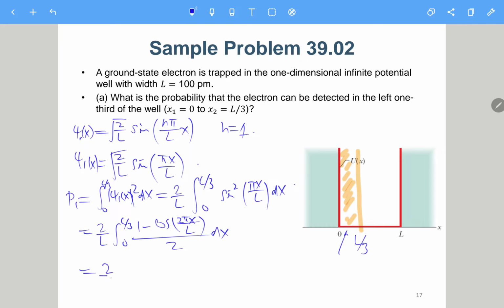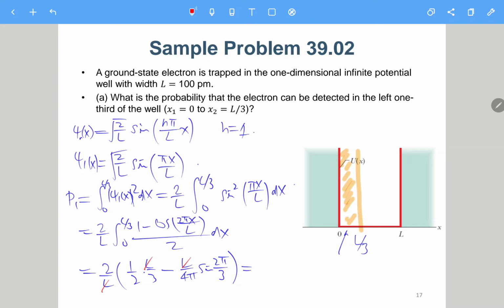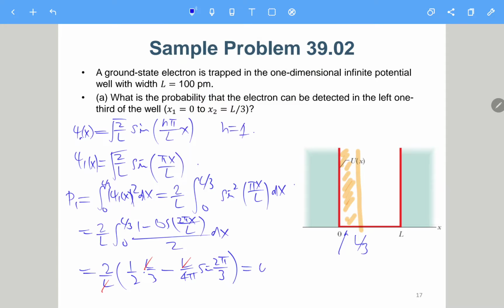So this one is 2 over L and then 1/2 times L over 3 for the first term, because if you integrate this one, it is x over 2, evaluated from 0 to L over 3. And then we have a minus L over 4 pi, and then sine of 2 pi over 3. I think you can do it quickly, and finally you just need to plug in the values. All the values are already there, L and L can be cancelled, so you can just press the calculator. The probability is 0.196, around 1/5, almost 1/5.